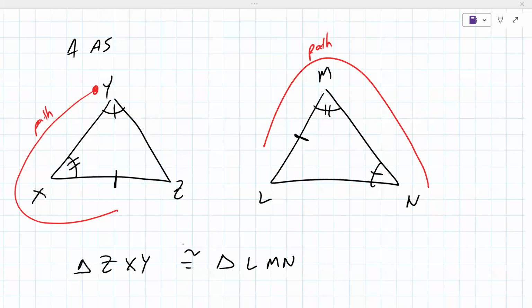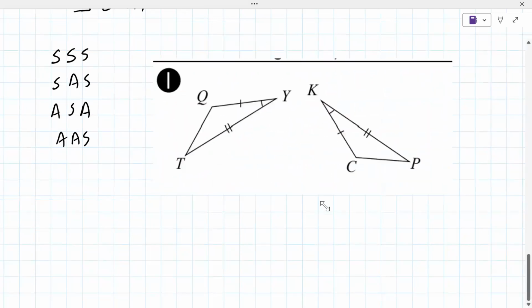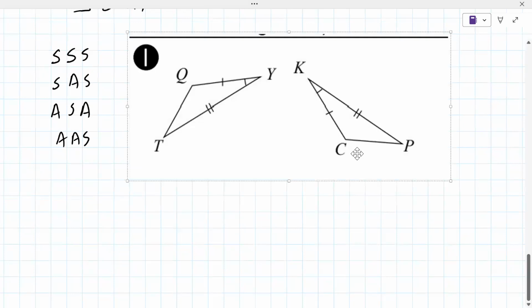All right. So let's take a look at this. Your four options here are side, side, side; side, angle, side; angle, side, angle; angle, angle, side. So look at these two here and decide which of those four it could be.